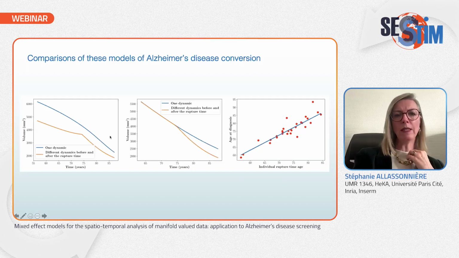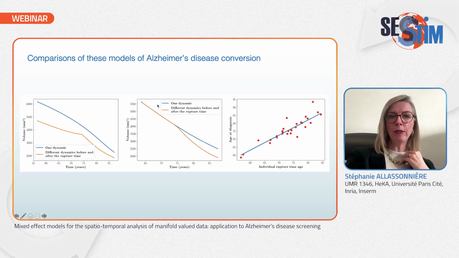But what was interesting is that whatever model we would take, there is a high correlation between this rupture time, when you have a change in dynamic, and the age of diagnosis. And in particular, we were able to have something that is anticipating the age of diagnosis by about 2 years. Which was quite interesting.